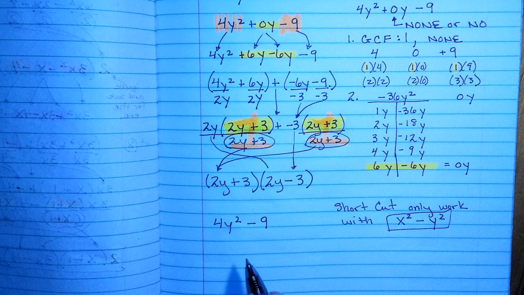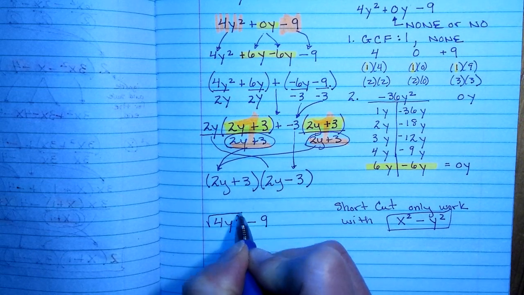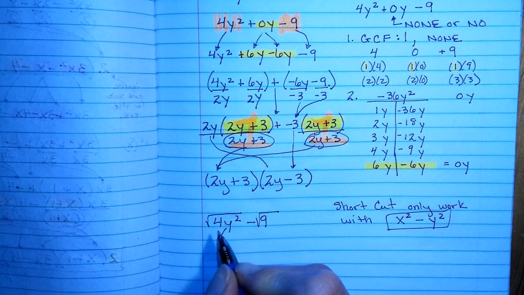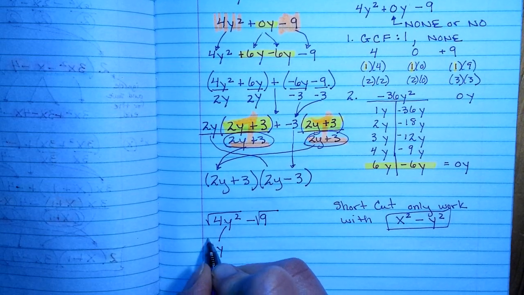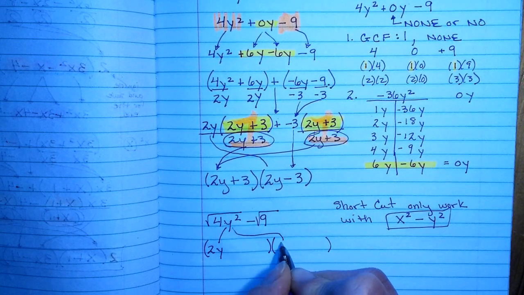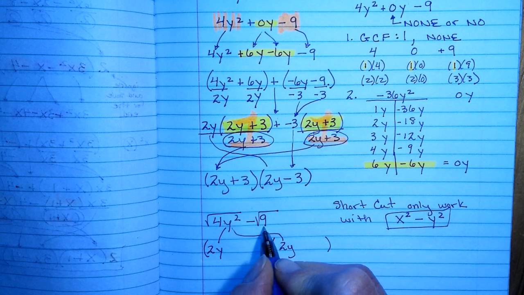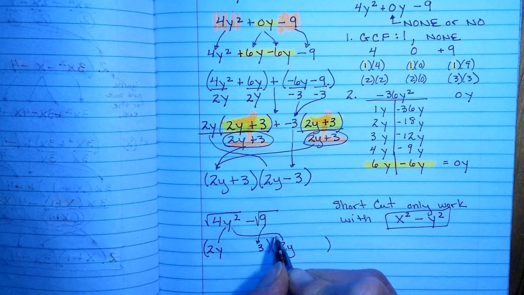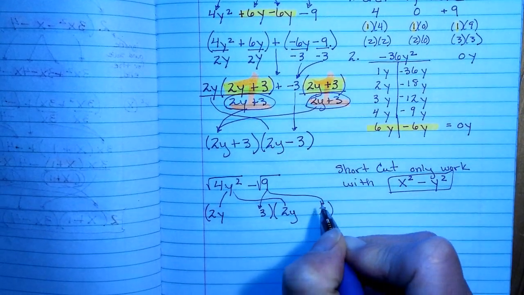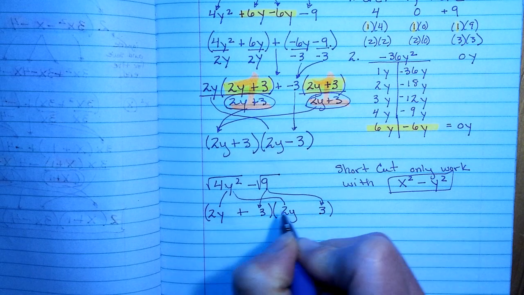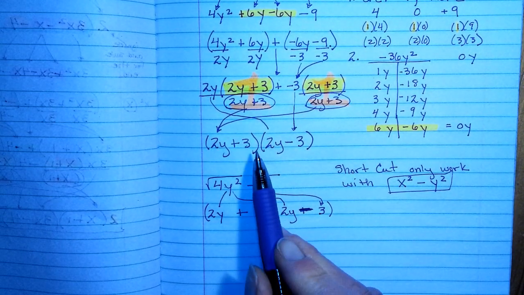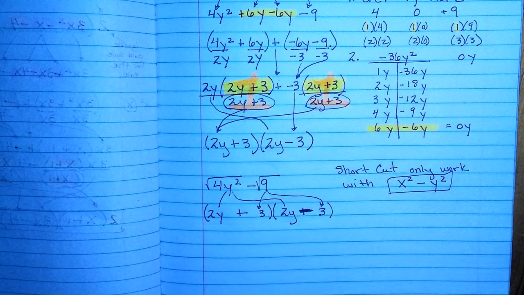So this is the shortcut. I can take the square root of the first, square root of the last. The square root of 4y squared is 2y. So that gets written in the front. And the square root of 9 is 3. That gets written in the back. And then all I have to do is a plus minus. So notice that my answer becomes exactly the same.